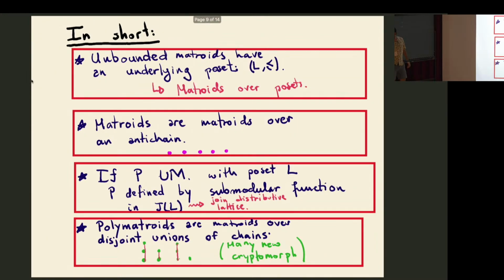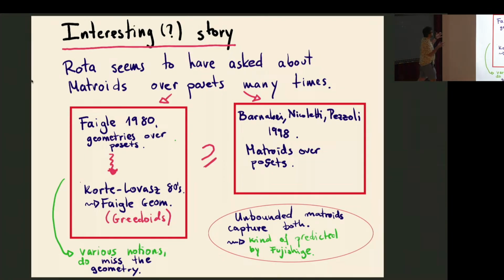So let me tell you a little bit of interesting stories that are kind of related to this. When we started thinking about this, we were thinking about Hopf algebras. But we started digging into the literature, and we found a few very interesting pointers to the past. It seems like Rota obsessively asked the question of what's a matroid over a poset to many different people, and it's not hard to find literature in at least two different times where these notions are discussed.